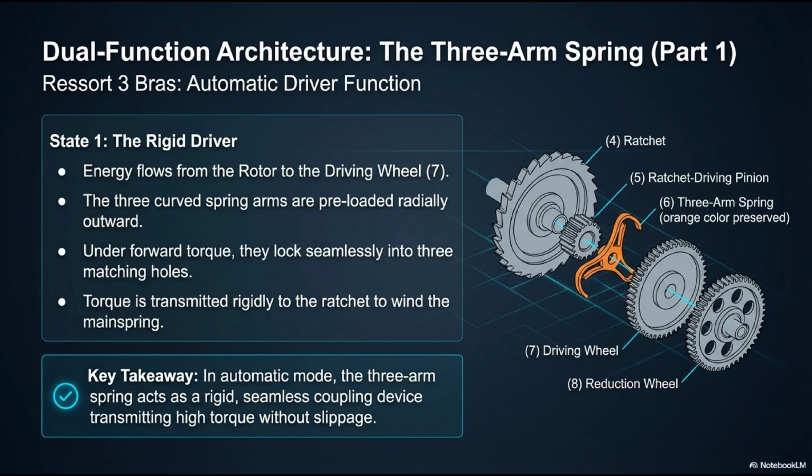During normal automatic winding on the wrist, energy flows from the rotor into the driving wheel, 7. The 3 curved arms of the spring are preloaded to push radially outward. Under forward rotational torque, the tips of these 3 arms lock seamlessly and rigidly into 3 matching holes machined into the driving wheel. Because the arms are locked in the holes, rotational torque is transmitted rigidly from the driving wheel, through the spring, into the pinion, 5, and finally to the ratchet, winding the mainspring. In automatic mode, the 3-arm spring acts as a flawless, solid coupling device transmitting high torque without a hint of slippage.